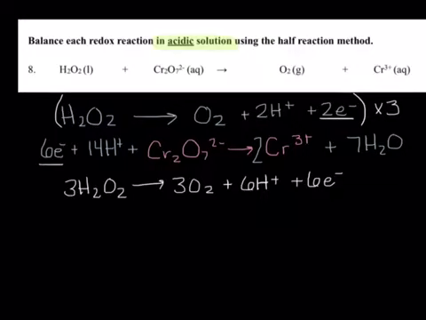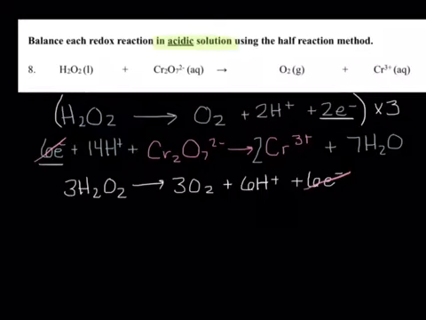Again, as we've talked about in class, if the electrons appear on opposite sides of the equation, you subtract them out. So there's 6 electrons on the reactant side and 6 electrons on the product side. So those cancel out, which was essentially the reason why we multiplied by 3 on the top equation in the first place. We have to check to make sure nothing else will cancel out.